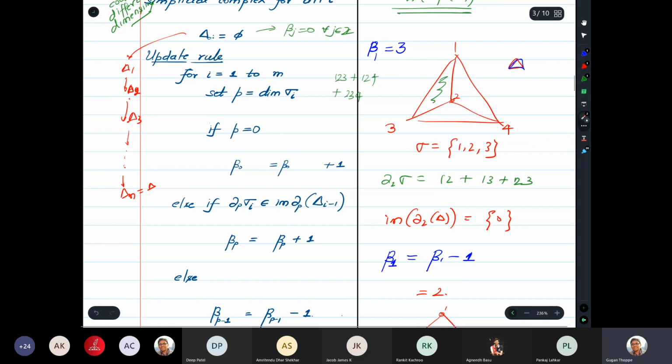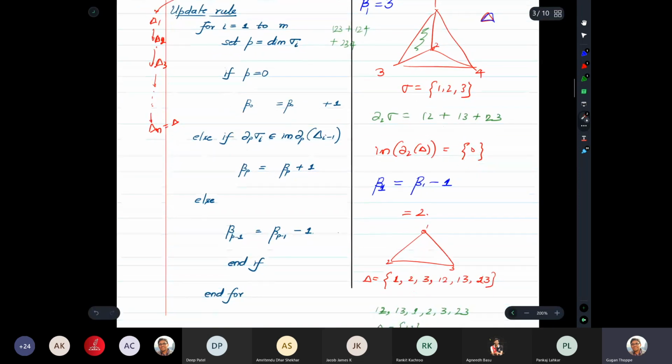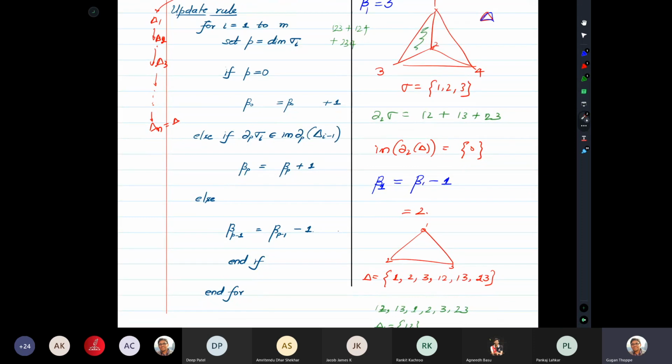And the algorithm is very, very straightforward, and it goes as follows. Let me zoom out so that you can see the whole algorithm, right? So I have a for loop which goes from i equals 1 to m. Recall that these are the number of faces that I have in delta, right? So what is the first thing I do? I'm talking about the ith step in this for loop. In the ith step, I would be given this sigma i.